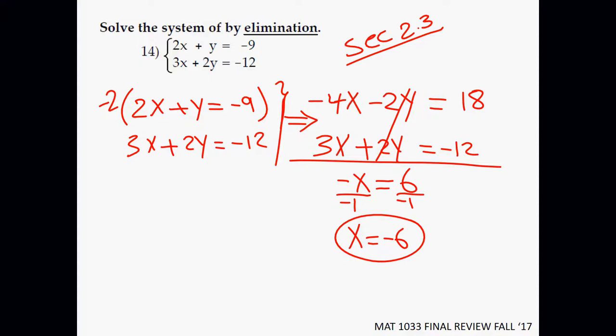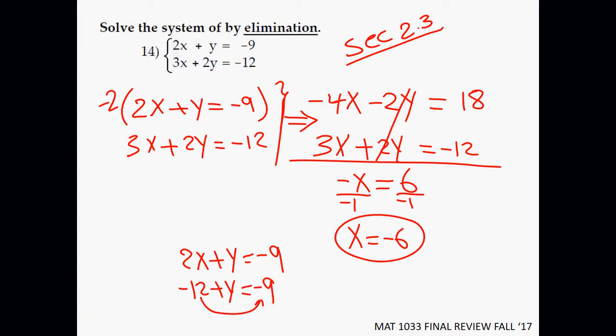We found x so far, we still need to find y. We plug x equals negative 6 into either the first equation or the second equation. If we use the first equation, which is 2x plus y equals negative 9, then multiplying by the negative 6, you will have negative 12 plus y equals negative 9.